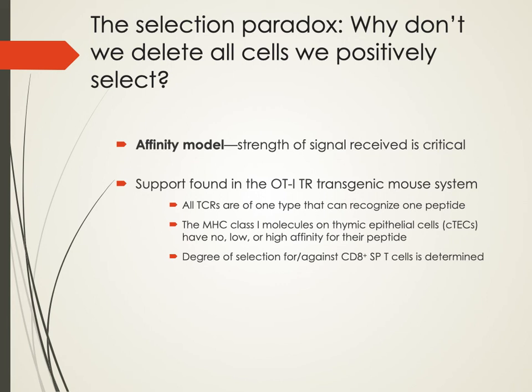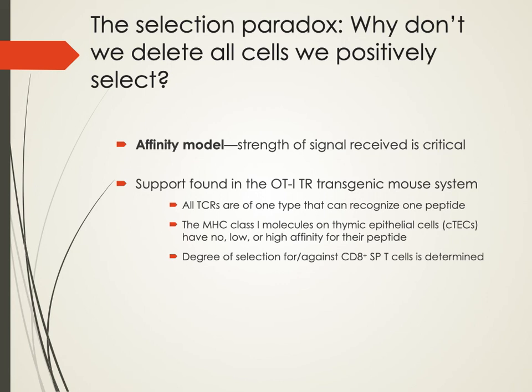So why don't we delete all the cells that are positively selected? Even if we have the same T cell receptor, we can get different affinities. Again, this has to do with some of the editing that happens. This is known as the affinity model. The different strengths of binding end up giving a different signal, and this is really critical in whether the T cell is allowed to develop or not.